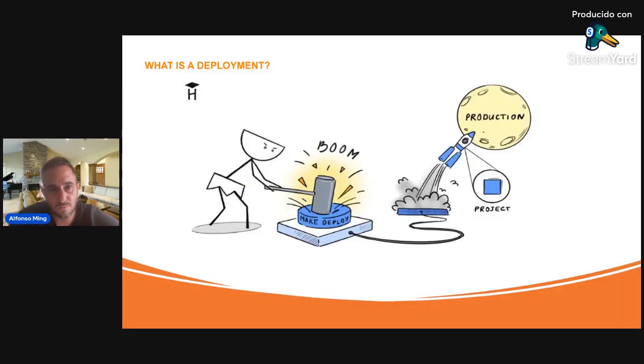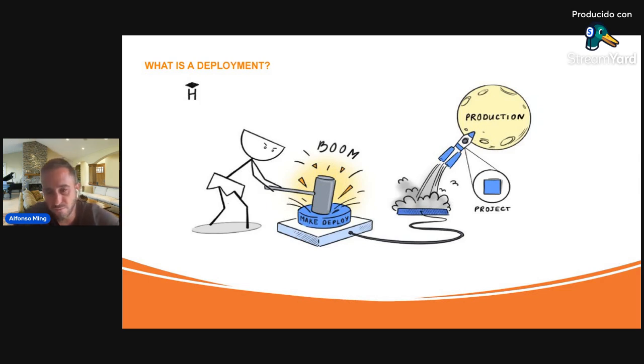The first thing that I want to explain is what is a deployment. I know probably everybody knows what a deployment is, but deployment is the process of transferring files from a development environment to a production environment. It's making an application available to receive requests, so that people can use the application.